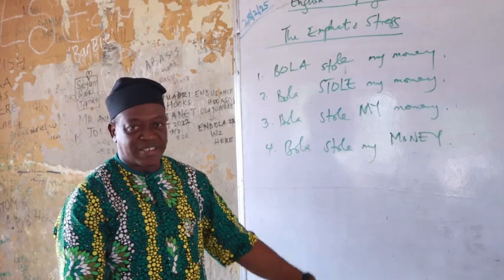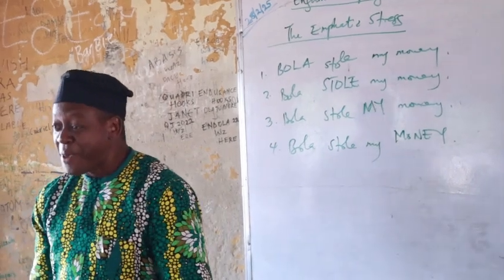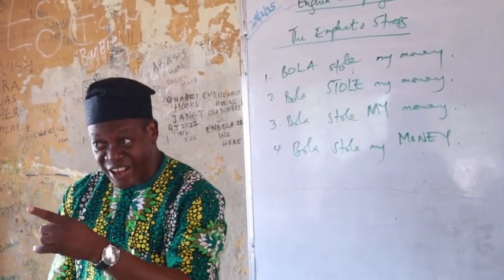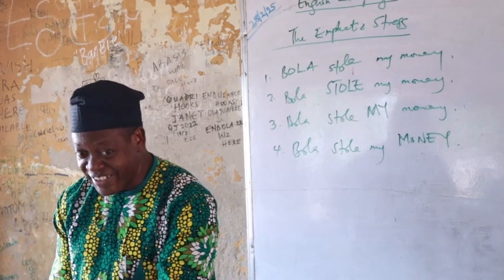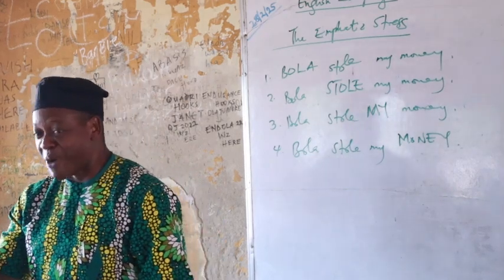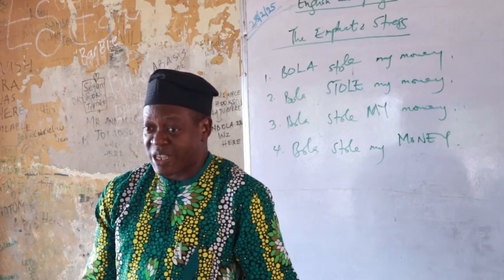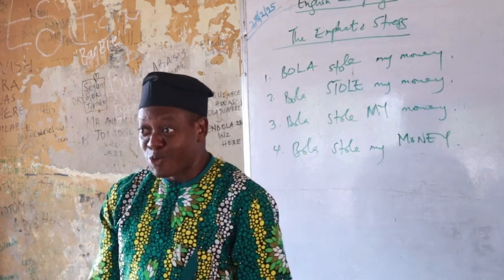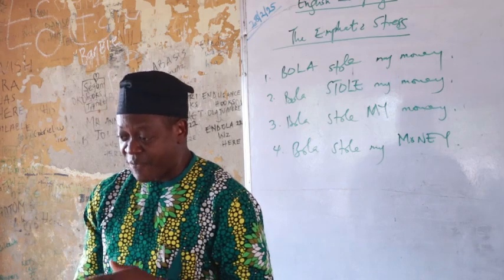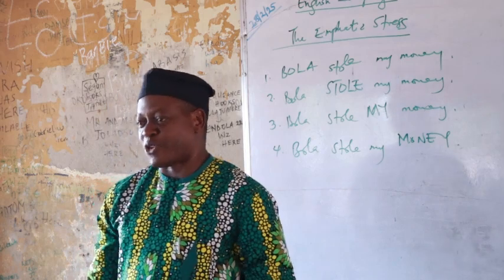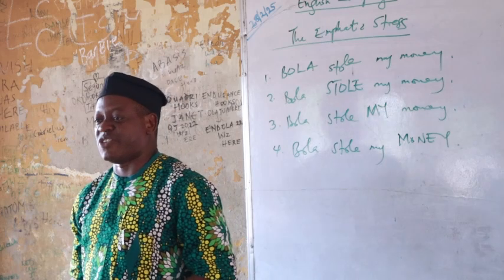And the last person says, Bola stole my MONEY. Knowing that I don't play with my money. I'm not saying Bola stole my bag, not that he stole my book, which perhaps I would not have minded, but stole my money. Emphasis on what? Money. That's what we call emphatic stress.